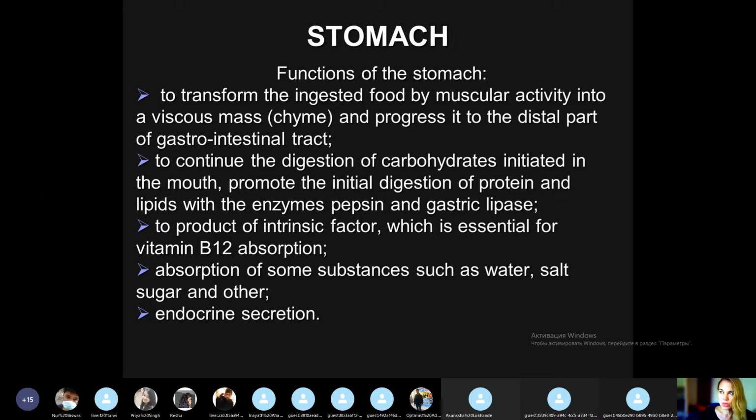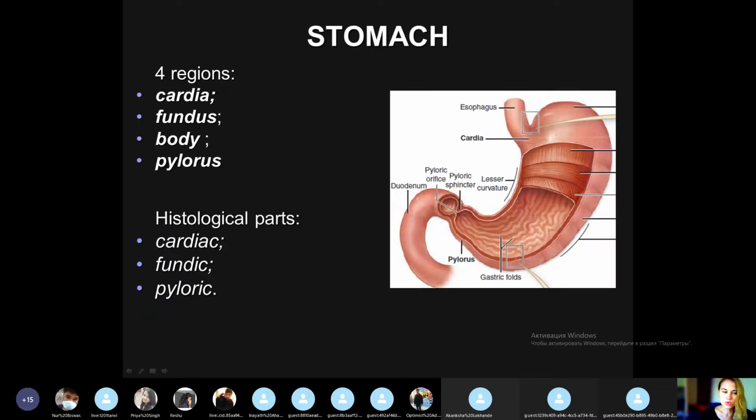And this vitamin, if you remember, plays an important role for the maturation of the red blood cells in the red bone marrow. Also, absorption of the water, salts, sugars, alcohol, and endocrine secretion. Now we will focus on the structure of the stomach.